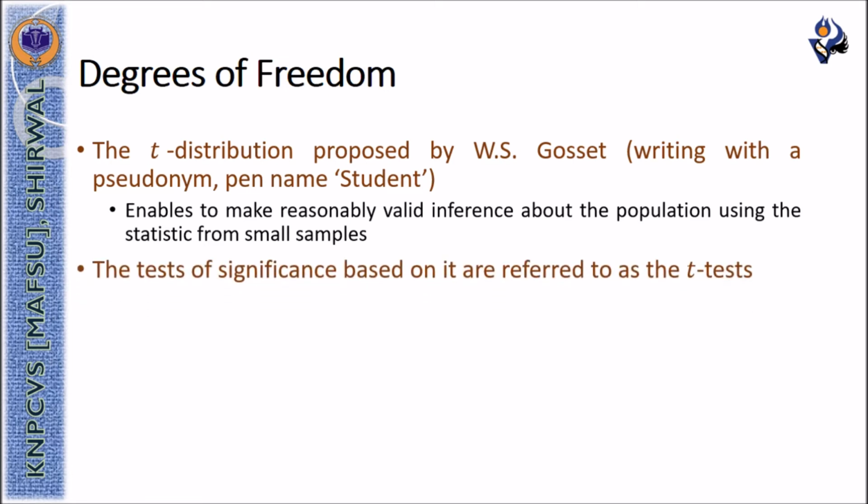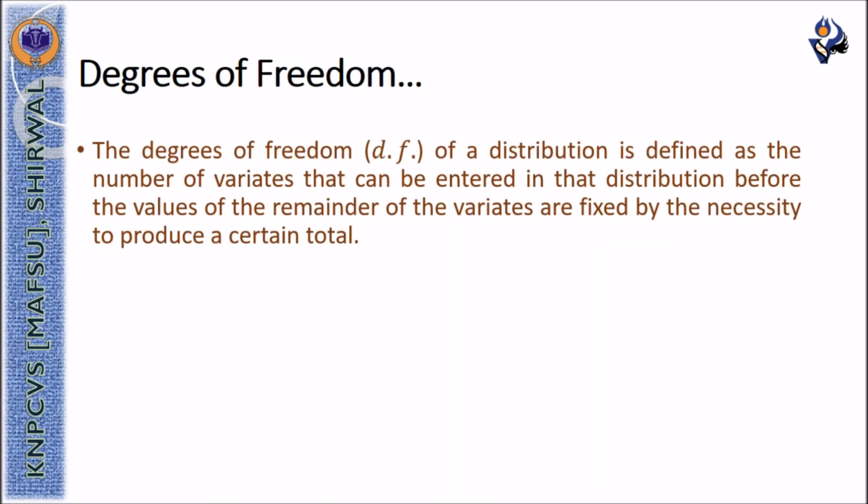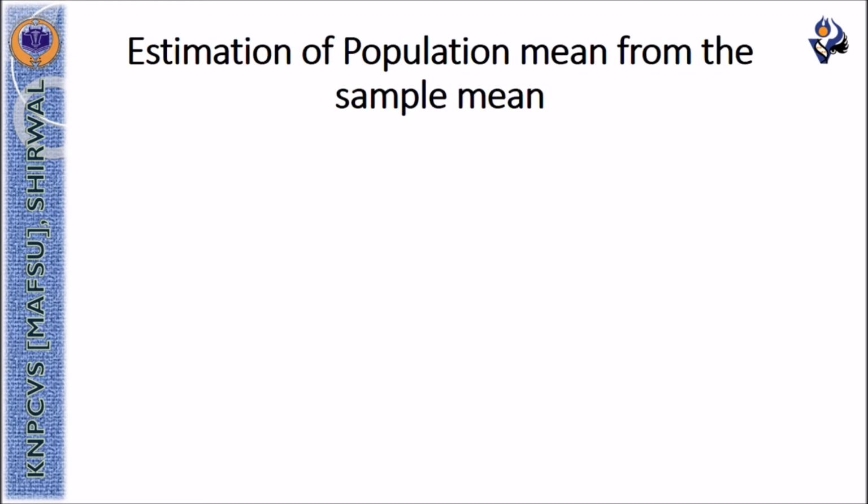The tests of significance based on it are referred to as t-tests, and the t-distribution is based on degrees of freedom of a distribution which are identified with the formula small n minus 1. The degrees of freedom of a distribution is defined as the number of variates that can be entered in that distribution before the values of the remainder of variates are fixed by the necessity to produce a certain total. The number of observations which are free to vary will therefore be n minus 1.